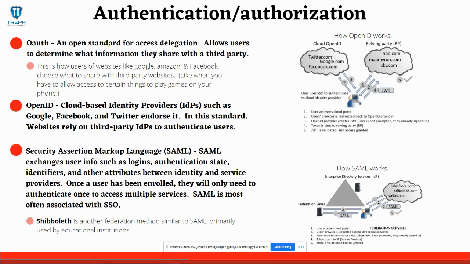And now let's get into some federation protocols. OAuth is an open standard for access delegation. It allows users to determine what information they share with a third party, like when you have to allow access on your phone for specific applications.